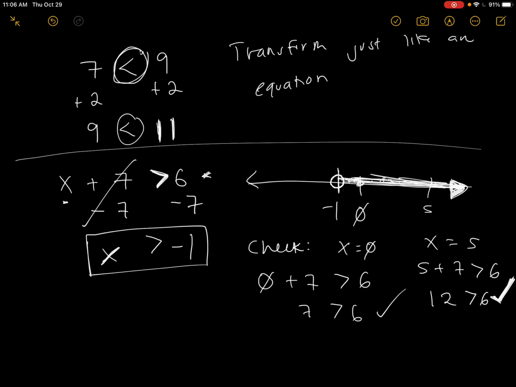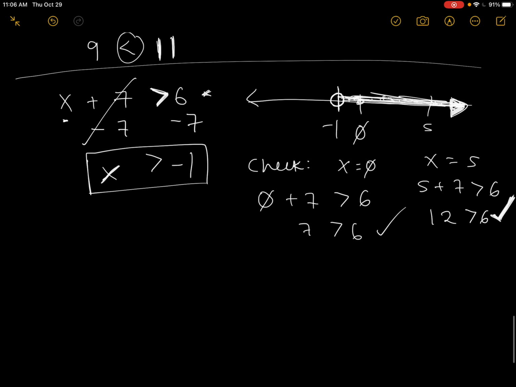And you can see x can be lots of different right answers. It could be negative. It could be a negative decimal, -0.5 or something. It can be 0. It can be 1, 2, 3, 4, 5, 6, 7, 8, 9, 10, all the way to infinity, essentially. So there's a lot of right answers when it comes to inequalities.